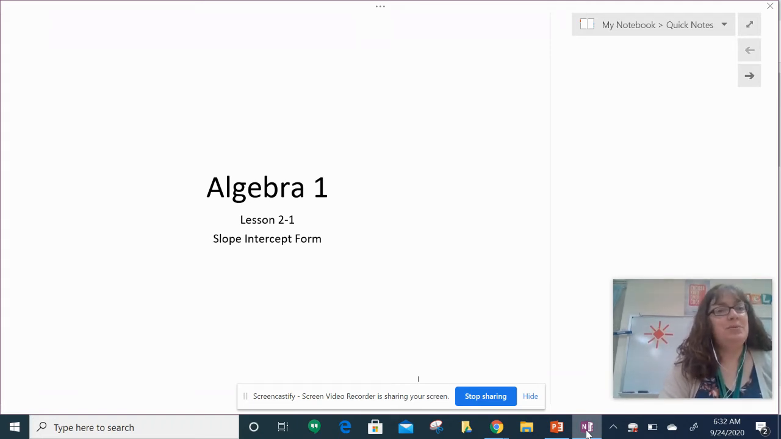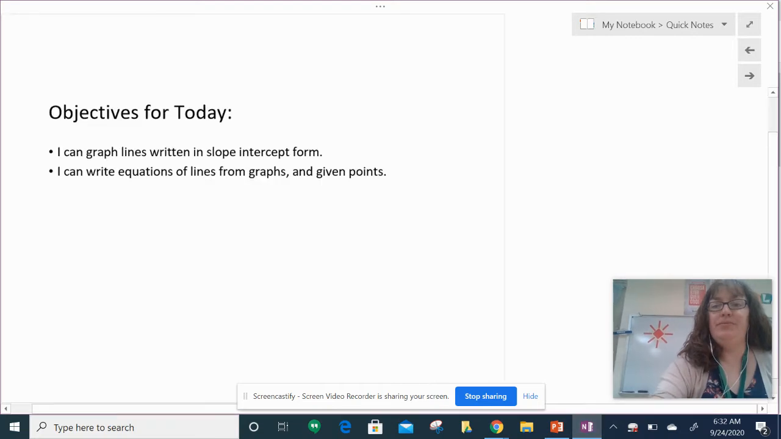So chapter 1 was really about reviewing some concepts that we need for Algebra 1. Chapter 2, we begin looking at lines. And we're going to continue looking at lines and how lines behave and what we can know about lines for a little while this semester. So the first thing we're going to do is start in an area that hopefully you're a little bit familiar with, and that's slope-intercept form.